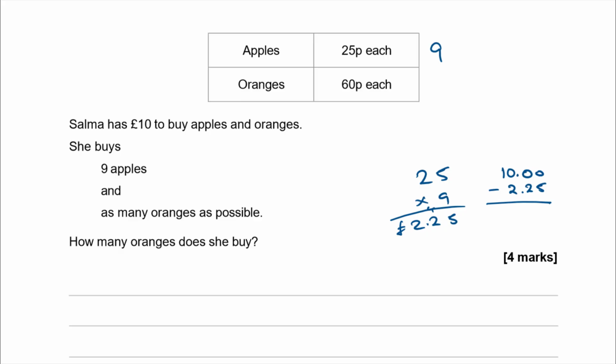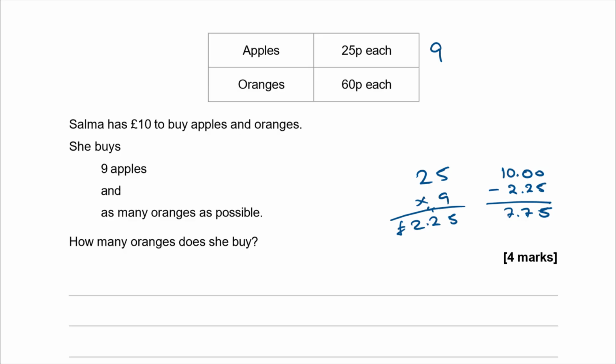Actually, it's probably easier just to do that in my head. So £10 take away £2 is £8. Take away the 25 pence is £7.75, isn't it? So that's £7.75 left to spend on oranges.